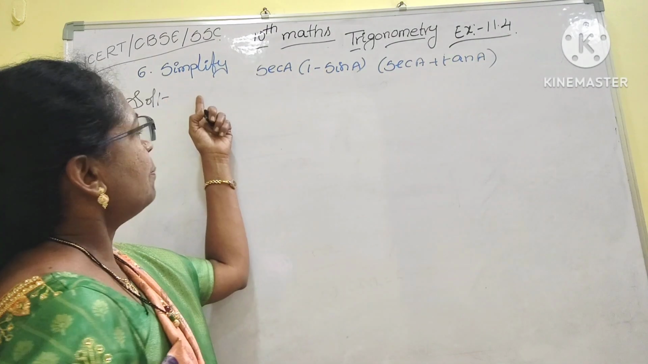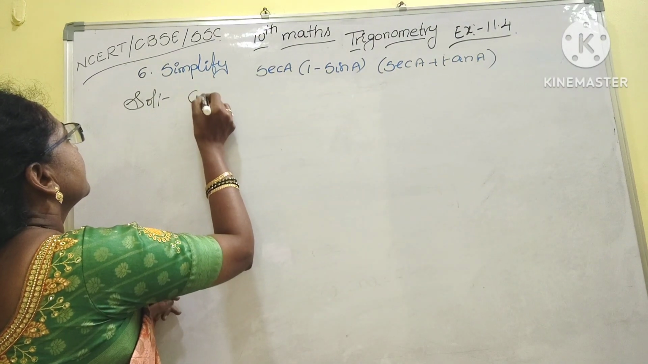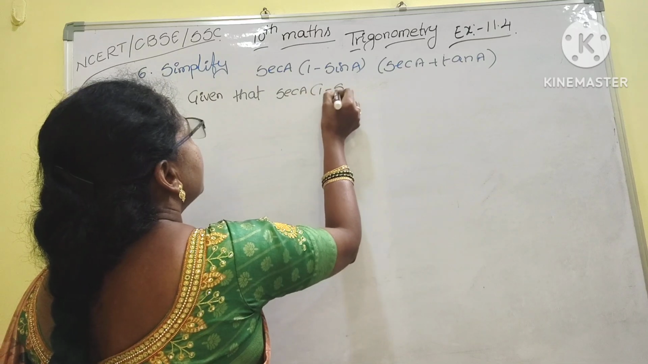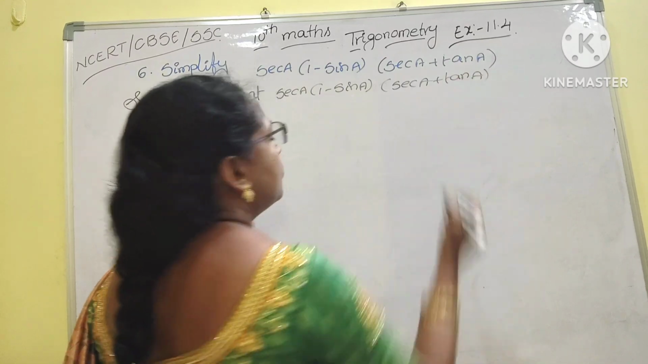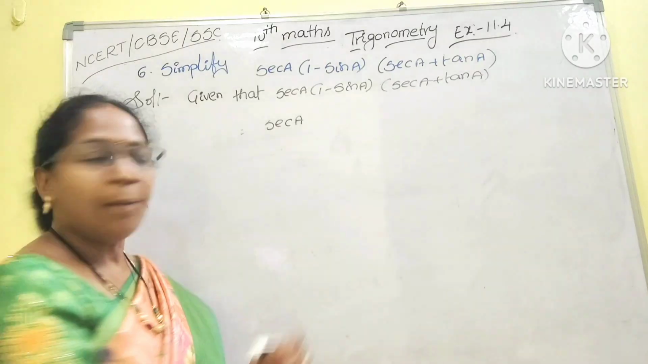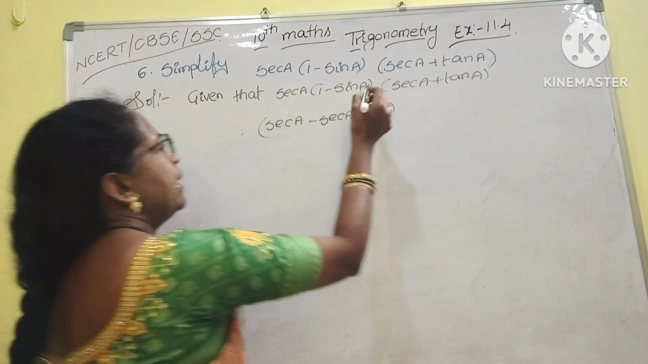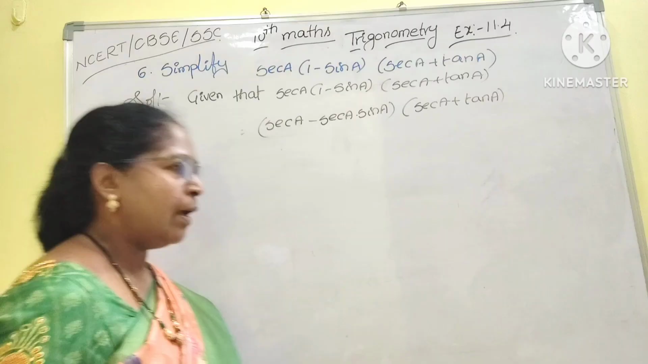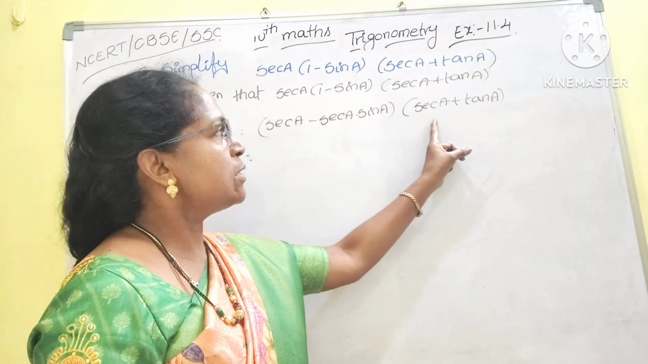Next question here. Simplify secant A into 1 minus sin A into secant A plus tan A. So given that, secant A into 1 minus sin A into secant A plus tan A. First, here secant A into 1, multiply this one, secant A into 1 is secant A minus secant A into sin A. And the next term as it is, that is secant A plus tan A.